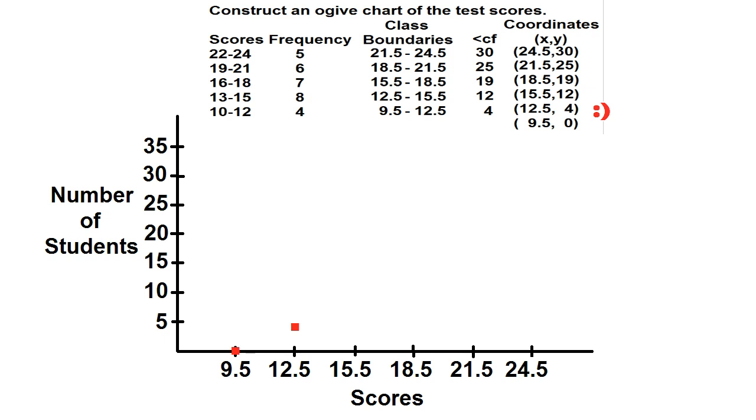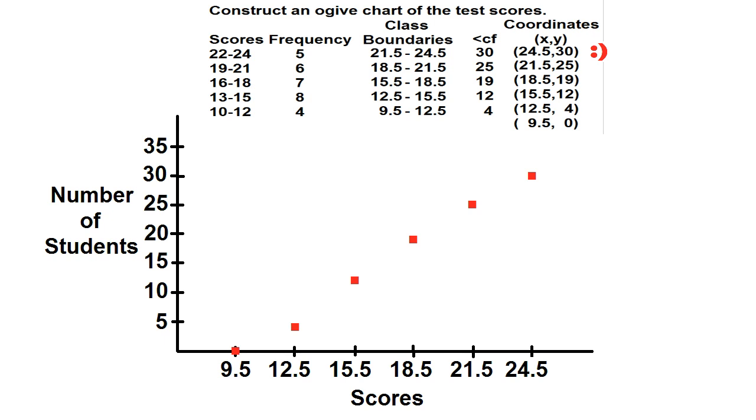The number of students who got scores less than 15.5 is 12. The number of students who got scores less than 18.5 is 19. The number of students who got scores less than 21.5 is 25. And the number of students who got scores less than 24.5 is 30.